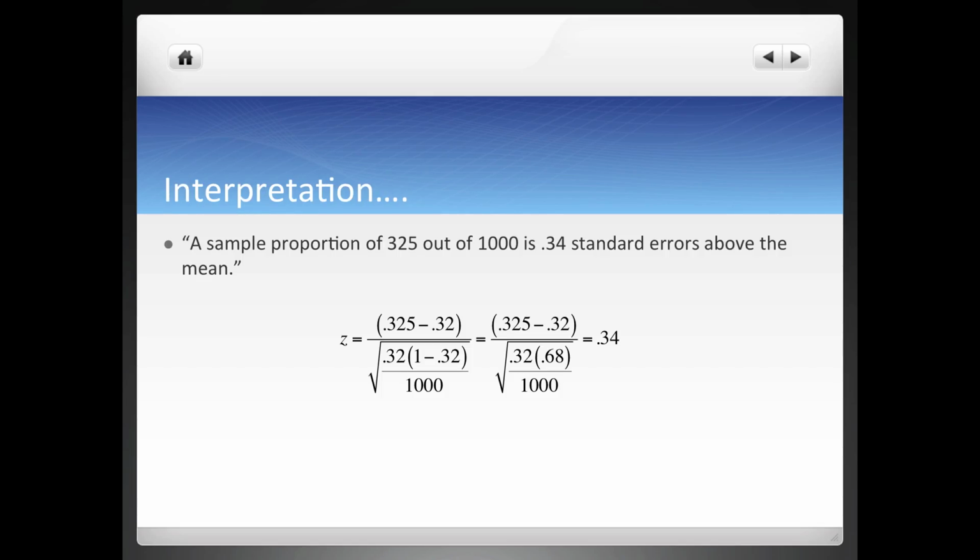Final thing we do here is we do the interpretation. And what we would say here is a sample proportion of 325 out of 1,000 is 0.34 standard errors above the mean.